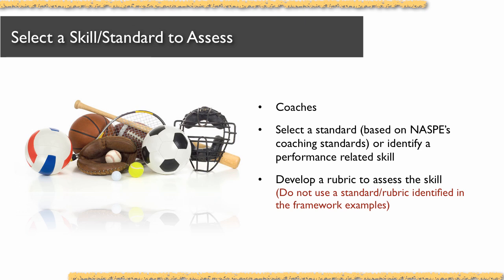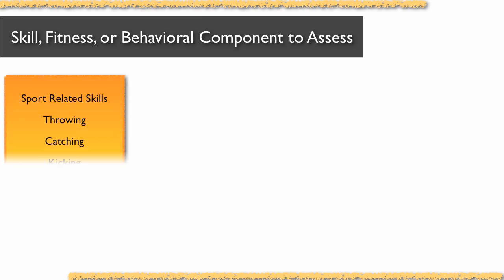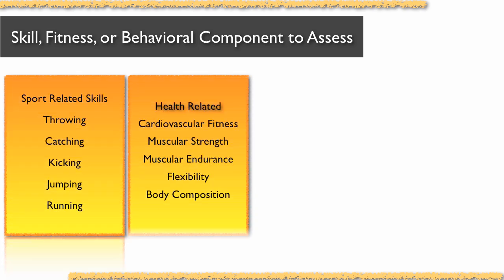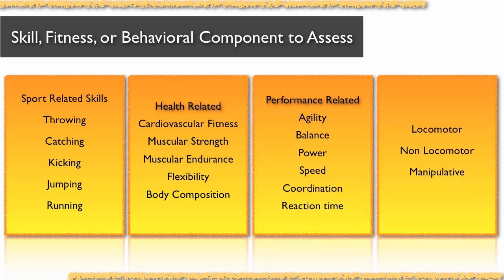You can select one of 3 areas to assess. Number 1, as I mentioned before, a skill. This can be something that is specifically related to a game or a sport that you want your students to know. Things such as how to throw a frisbee, how to bat in baseball, or how to dribble. A good way to approach it is to think of a sport and then think of the skills needed to participate in that sport. And then you select one of those skills to assess.